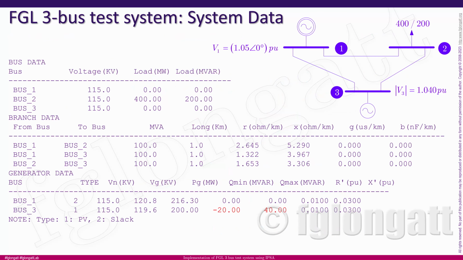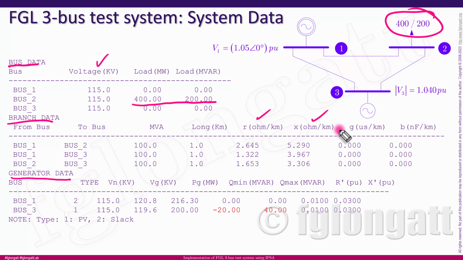And over here, you can see that for this test system, we can find the data. We have the bus data, we have the branch data, and the generator data. In the bus data, it's very easy to recognize that there is a single voltage level of 115 kV. Here is the data for the active and reactive power of the load at bus 2 here. And also we can recognize that we have the series resistance in ohms per kilometer. We have here the series inductive reactance in ohms per kilometer.